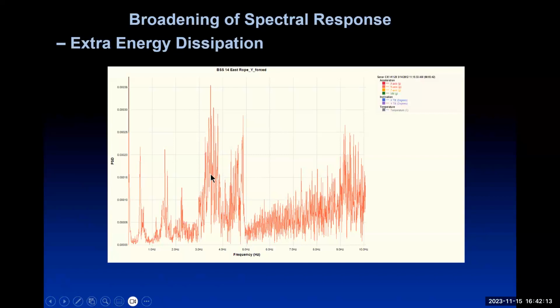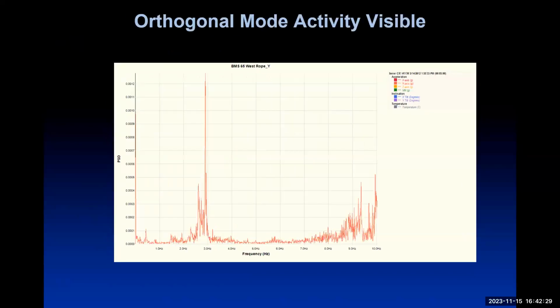So we identified exactly what's necessary, but it does say, okay, we get extra energy dissipation if we don't have the hangers at the right tension and correctly tensioned and well attached. And there we can also see some orthogonal activity because the hanger doesn't move in only the north-south, it moves east-west as well.